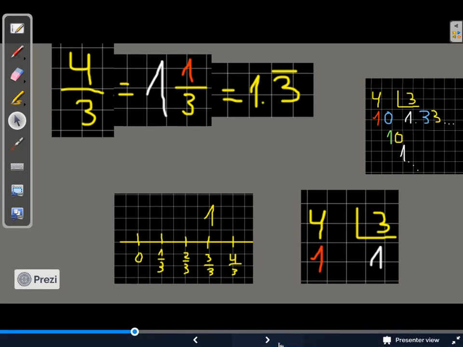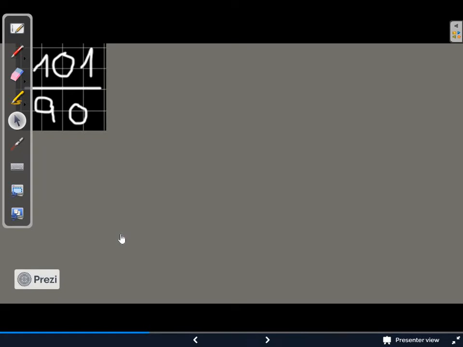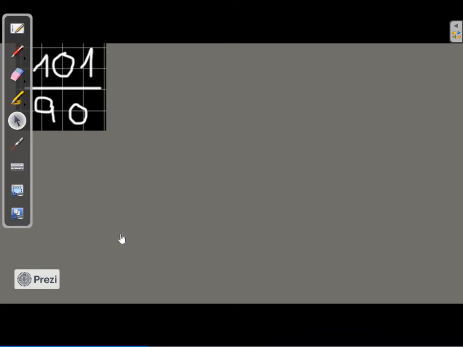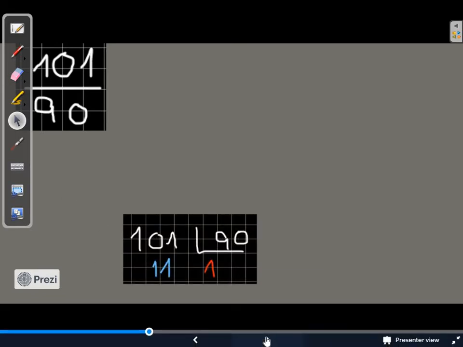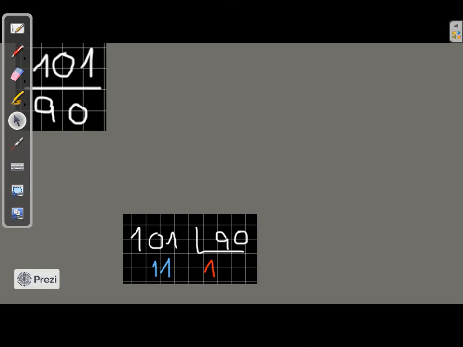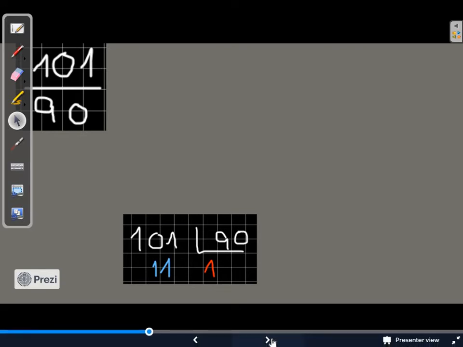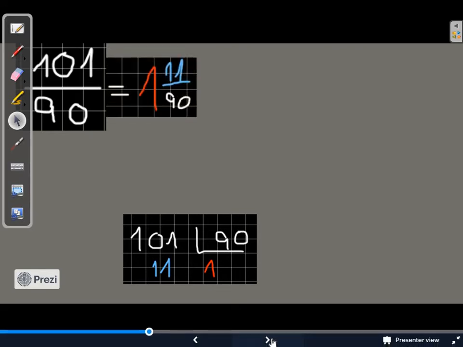Alright, and let's have a look at one last number. That will be 101/90. Alright, so if I divide 101 by 90 without getting to the decimal part, in order to get a mixed number, 101 divided by 90 is equal to 1 plus 11. So 101/90 is equal to 1 and 11/90.